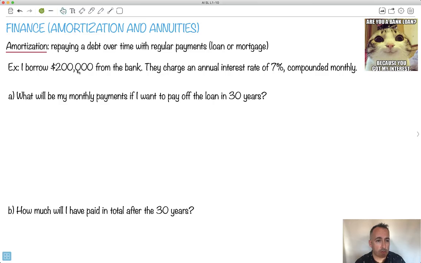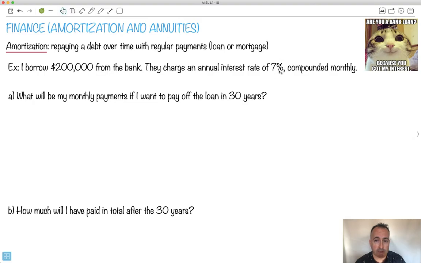I borrow $200,000, let's say, from the bank. Maybe I need to buy a house or I don't know what I might need. So let's just say I borrow this much. That's a lot of money. So they charge an annual interest rate of 7% and it's compounded monthly. That's going to be important, right? What will be my monthly payments if I want to pay it off in 30 years?